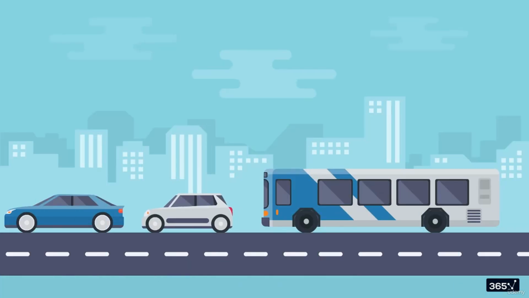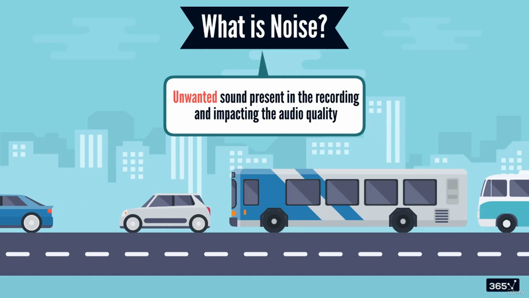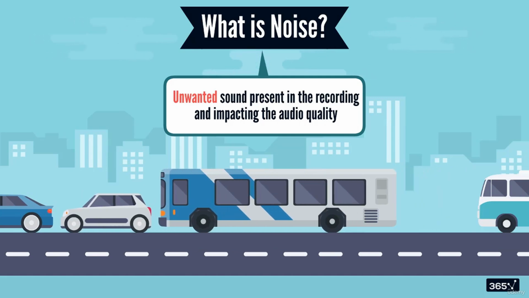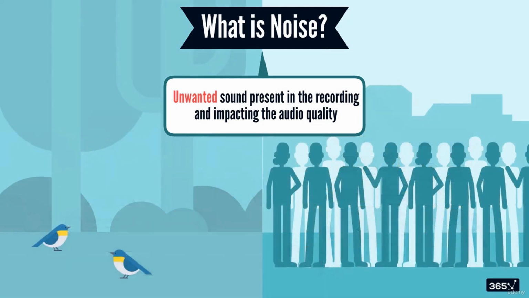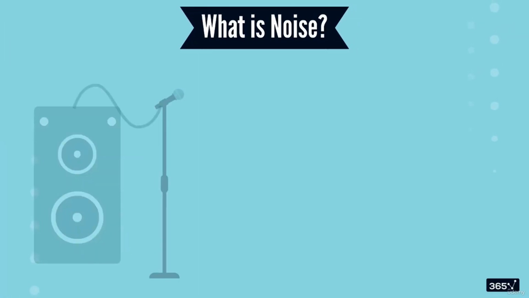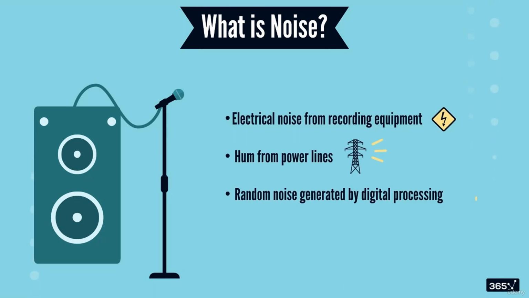Noise refers to any unwanted sound present in an audio recording and impacts the clarity and quality of the file. This includes sounds from the environment where the recording occurs, such as traffic, construction work, wind, birds, or people talking in the background. Other types of noise can include electrical noise from recording equipment, hum from power lines, or even random noise generated by digital processing.